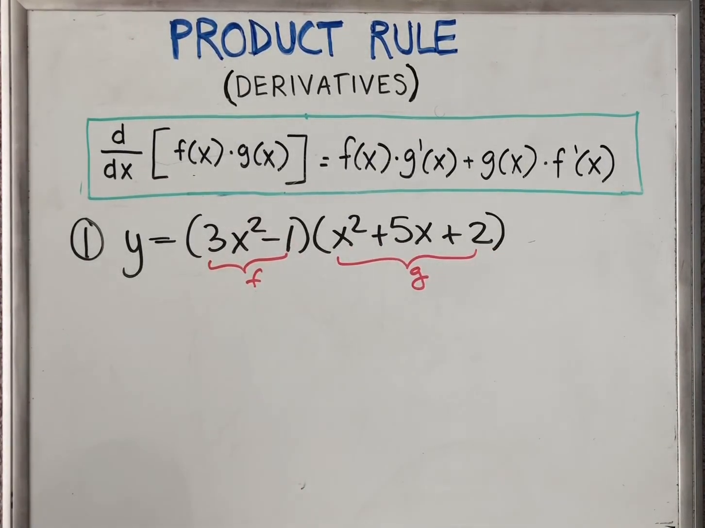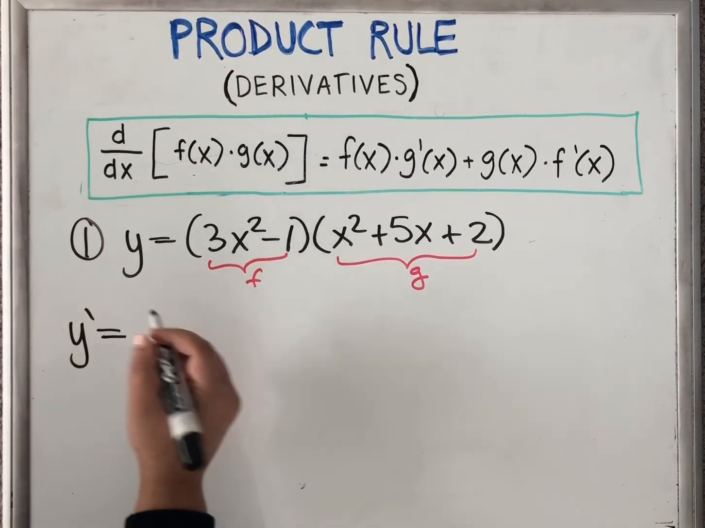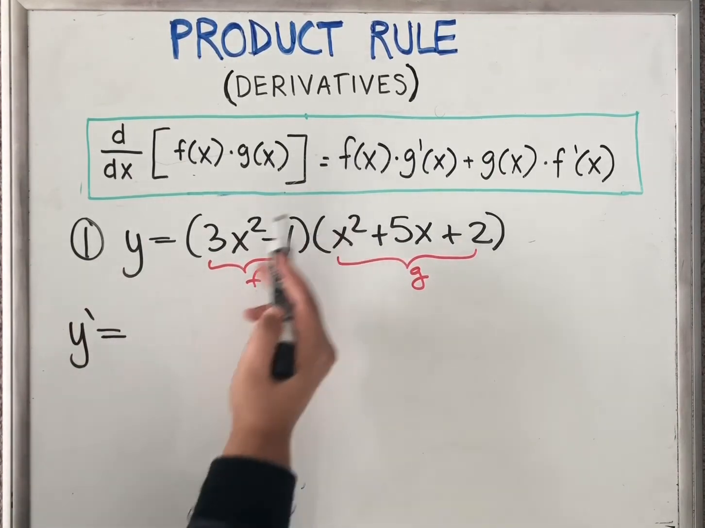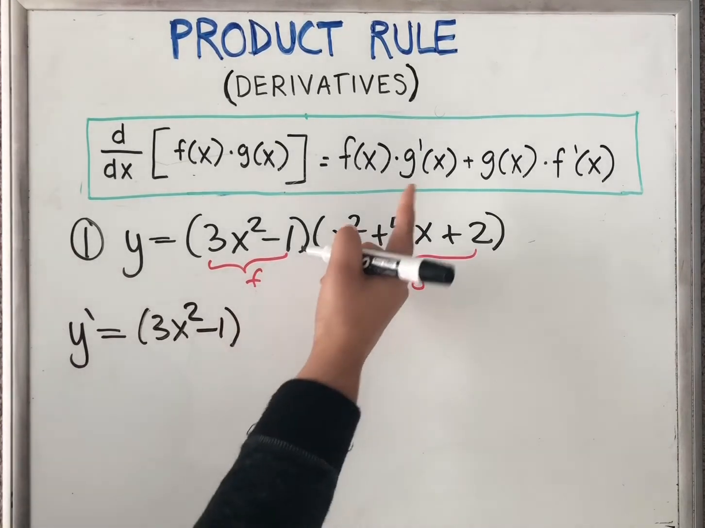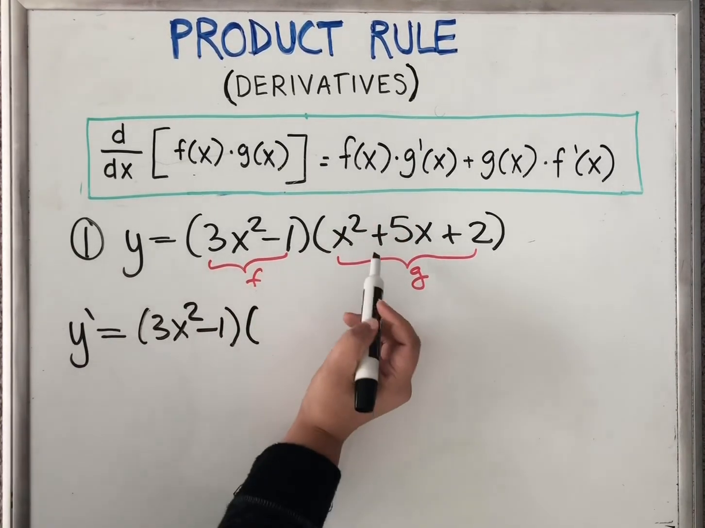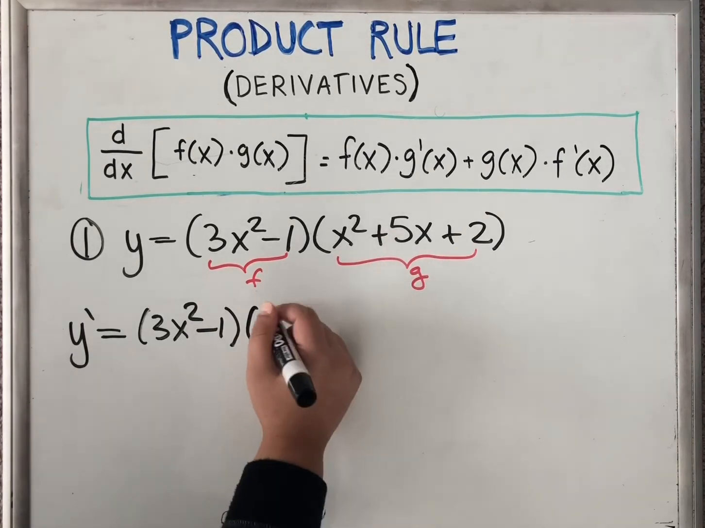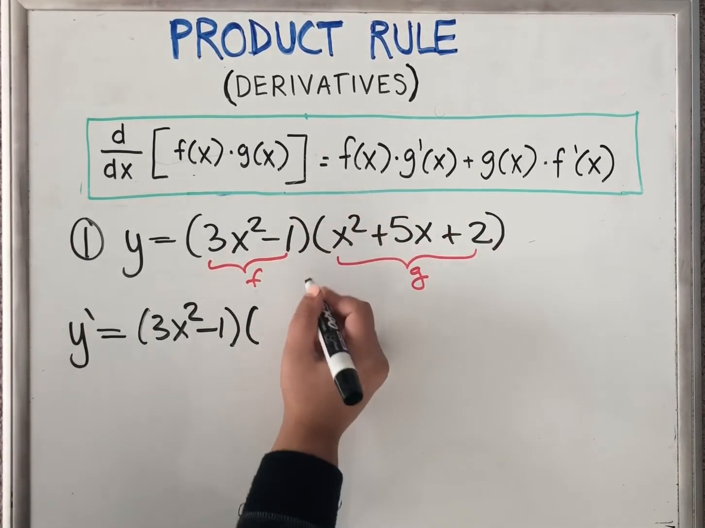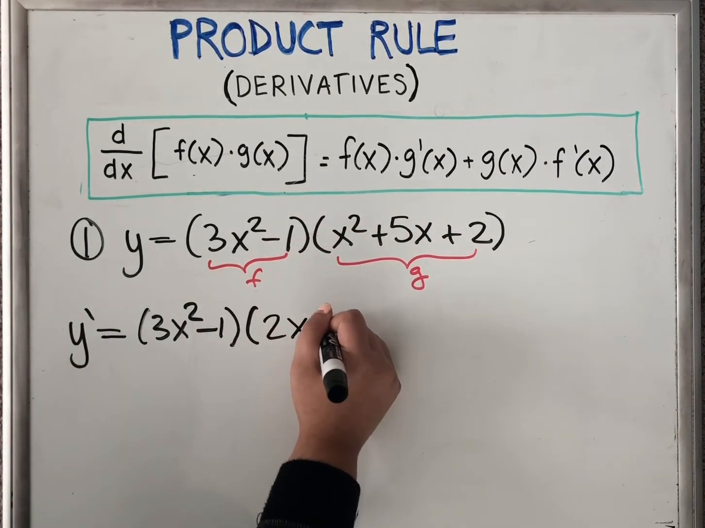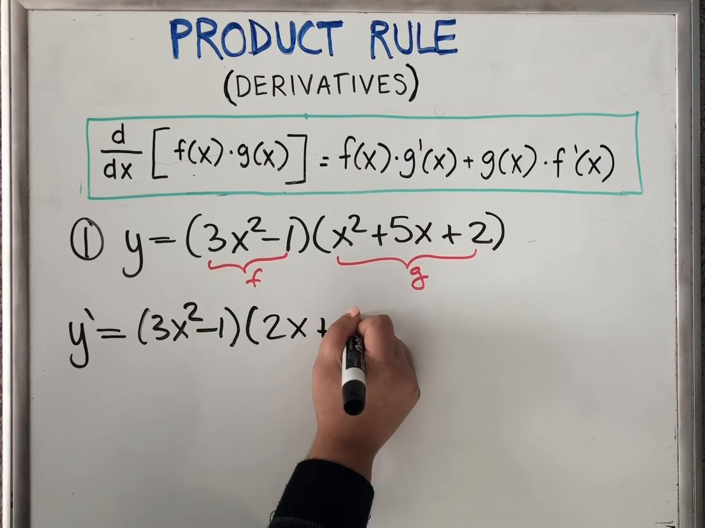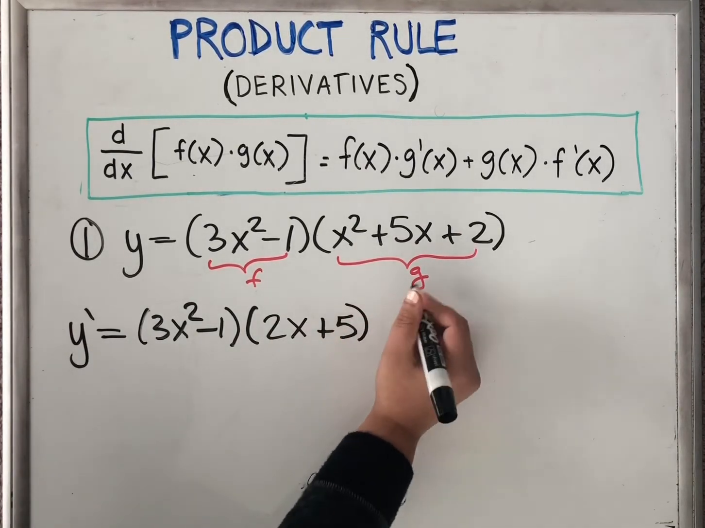Okay. Then to take the derivative, we are just going to go ahead and apply our product rule. So y prime is equal to f, so 3x squared minus 1 times the derivative of g. And again, here we just have to apply our power rule separately to each one. So derivative of this piece, so 2x plus derivative of 5x, which is just 5, and derivative of a constant is 0, so we're good.